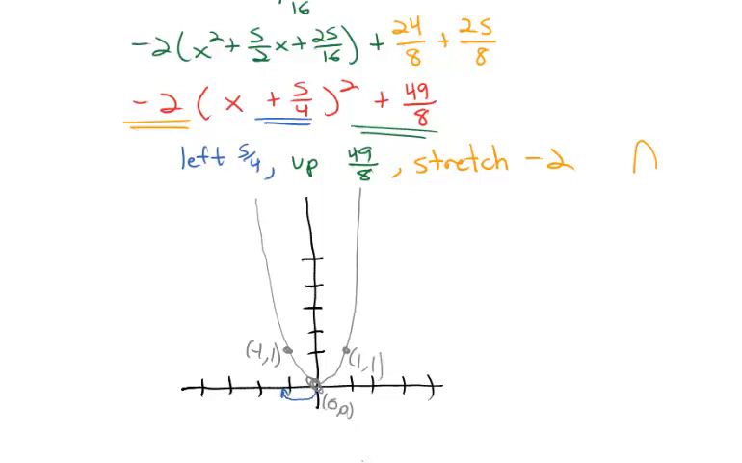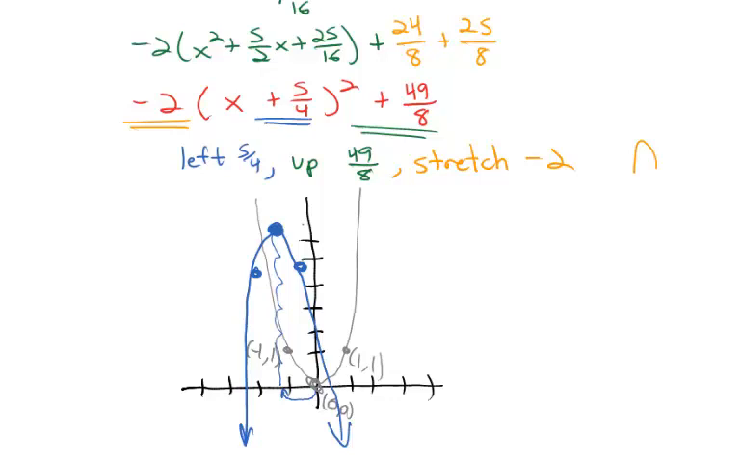49/8 is a little more than 6. So we're going to go up 1, 2, 3, 4, 5, 6. A little more than 6. So here is my new vertex. Now from there we'll go over 1 and stretch by negative 2. So now we go down 2, over 1 and down 2 with that stretch. And this becomes my new graph.